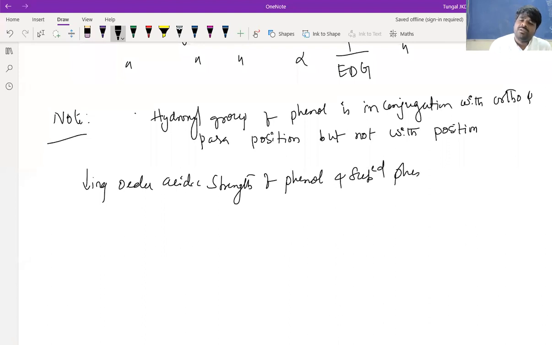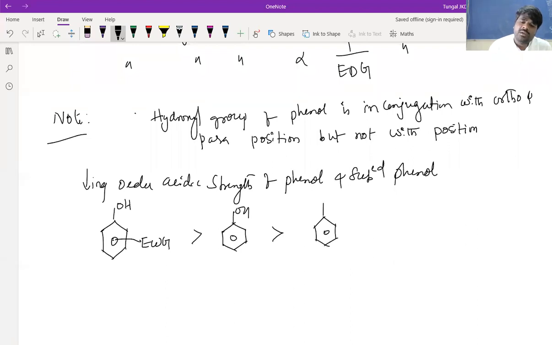What will be the order we can give? Basically, as I told you, acidic strength is directly proportional to electron withdrawing group. Here I am writing electron withdrawing group. I have not mentioned any position, neither meta nor para. It is followed by unsubstituted phenol, followed by phenol with electron donating group.